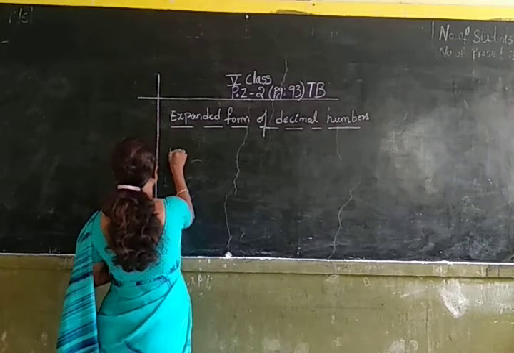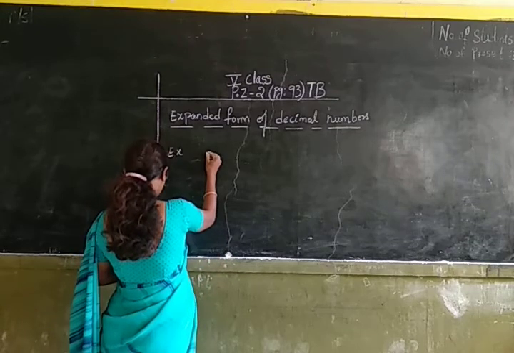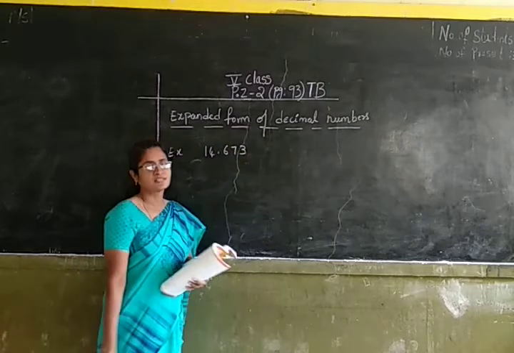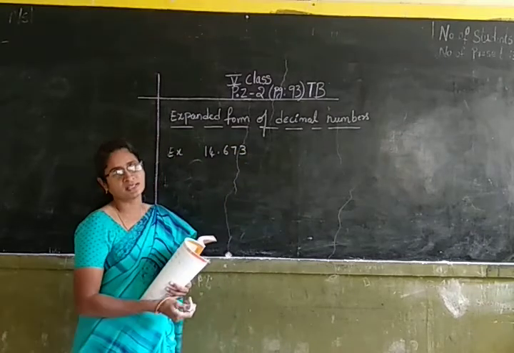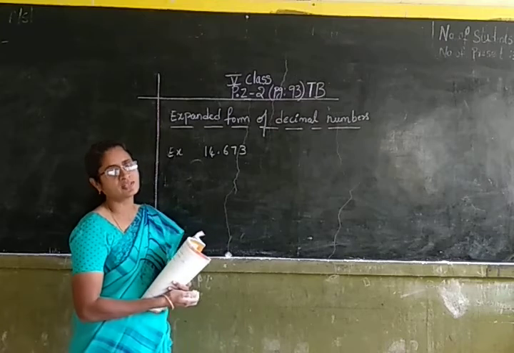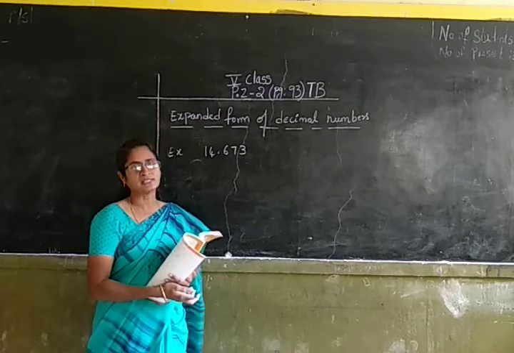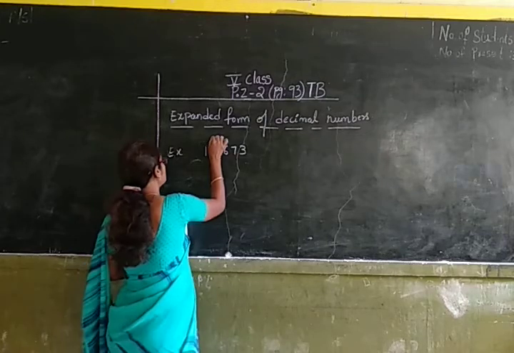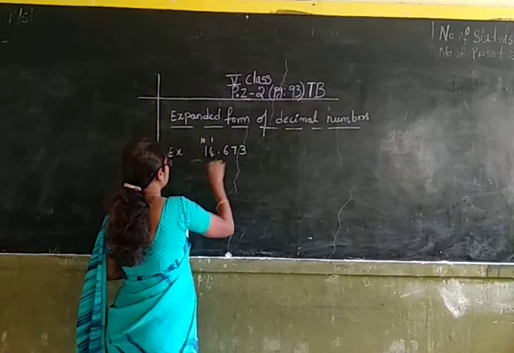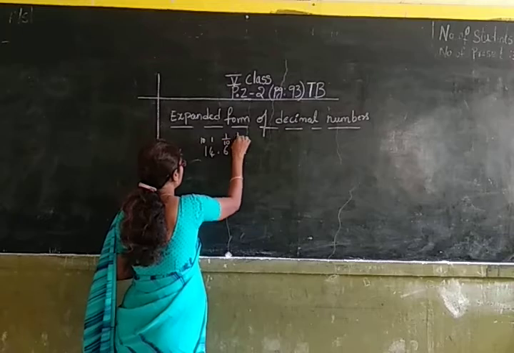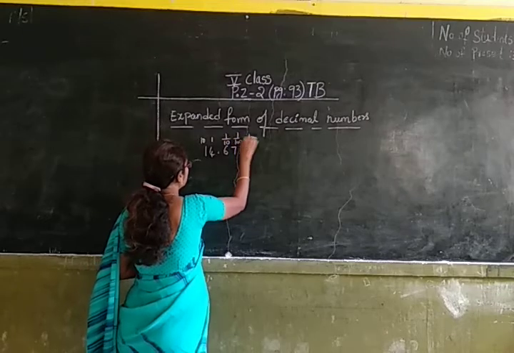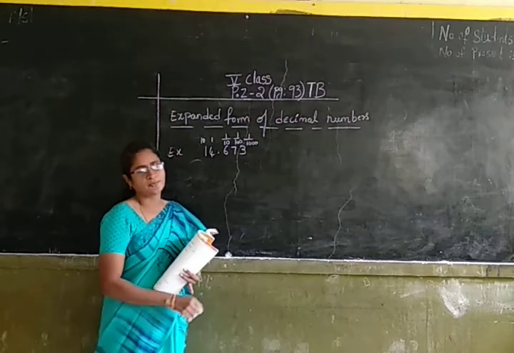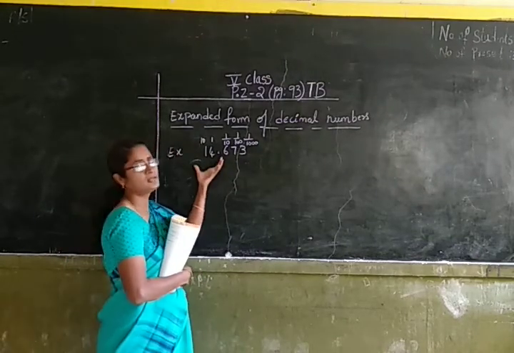Okay children, for example, 14.673 is a decimal number. Now let us write down the expanded form for 14.673. For writing the expanded form, let us write down the places. This is ones place, this is tens place, this is 1 by tens place, this is 1 by hundreds place, this is 1 by thousands place.